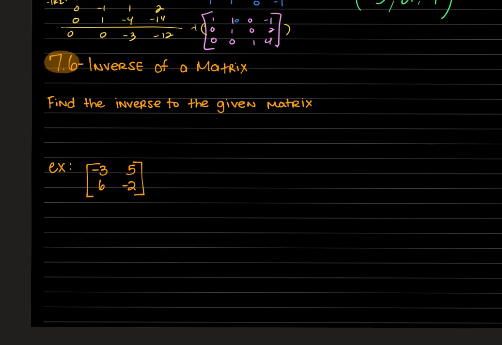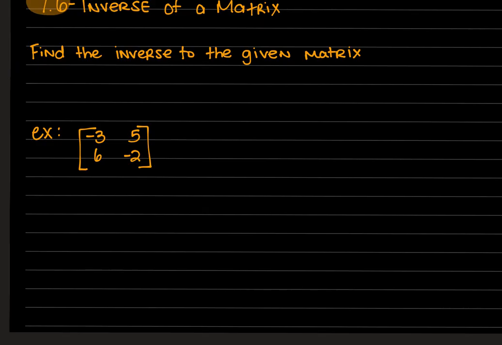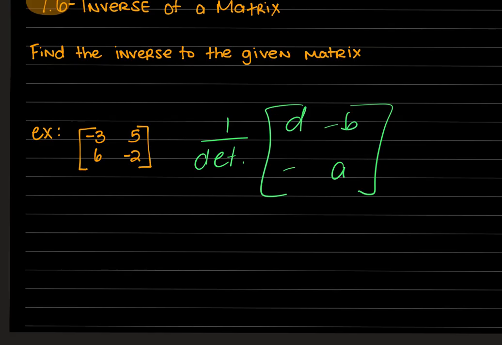All right, then from 7-6, the only inverse you're doing is the 2x2, because the 3x3 is a lot like the Gauss Jordan. So we're doing Gauss Jordan this time instead of the inverse of the 3x3. So this is where we do 1 over the determinant, and we multiply it. We switch the A and the D, and we negate the B and the C.